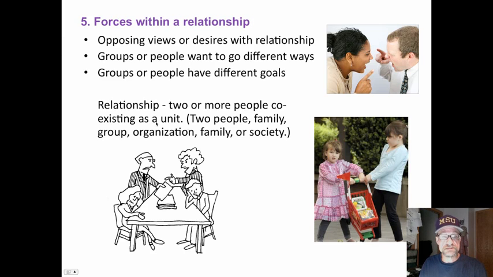Now, a relationship can be 2 or more people coexisting as a unit. Relationship as we normally think about it, but it could be a family, a group, an organization, or even a society. Opposing views or desires within the relationship. Groups or people want to go different ways, or groups of people have different goals. We see that in families, we see that in relationships, we see that in our society.